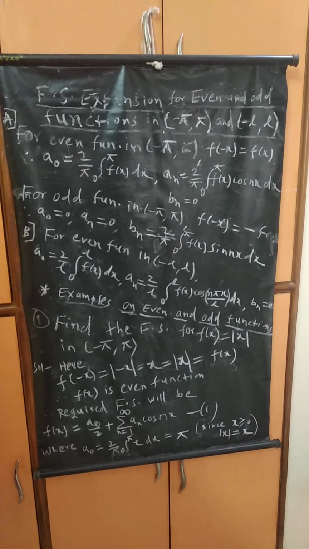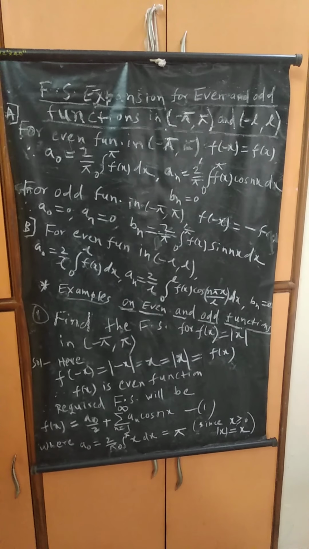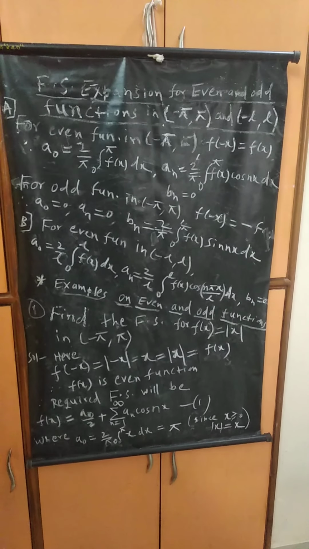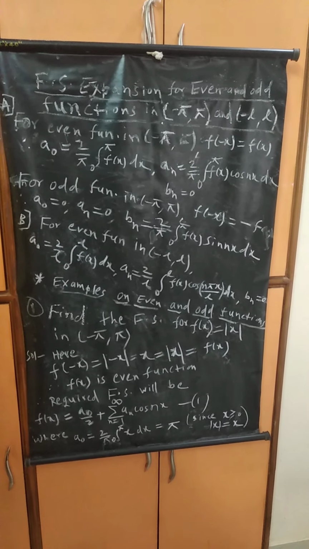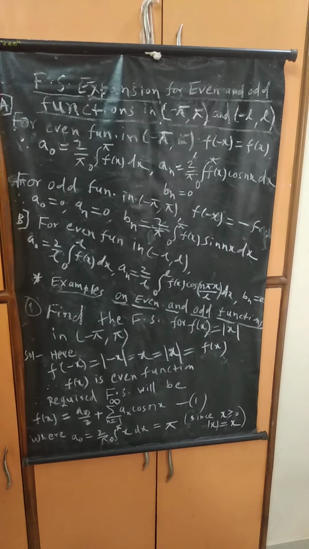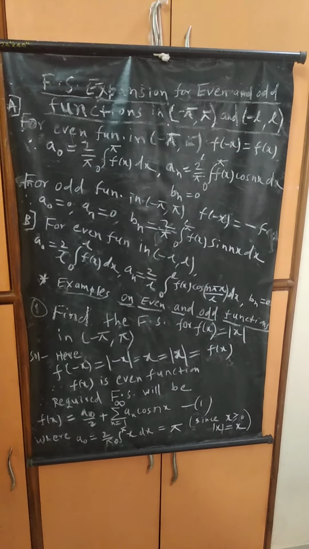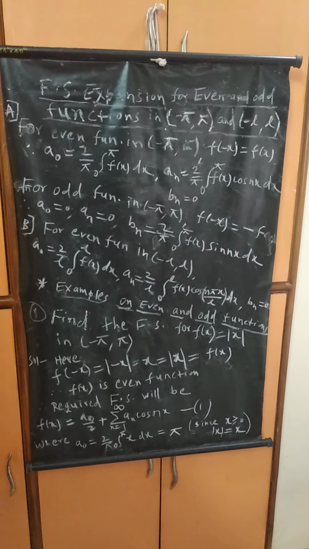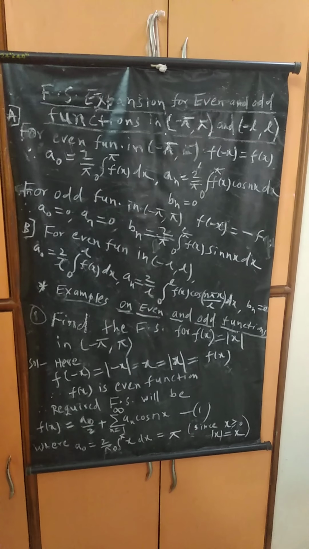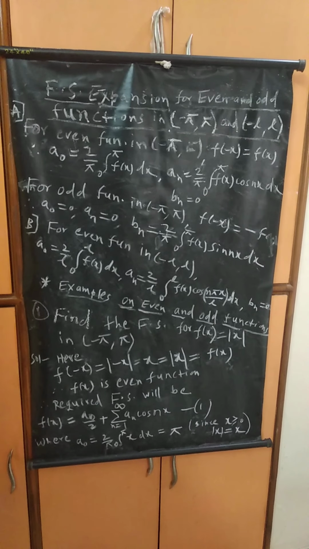In the topic Fourier series, up to now we have seen Fourier series expansions for the period 2 pi and for the period 2L. For the period 2 pi, we have considered two intervals, 0 to 2 pi and minus pi to pi. And for the period 2L, we considered the intervals minus L to L and 0 to 2L.